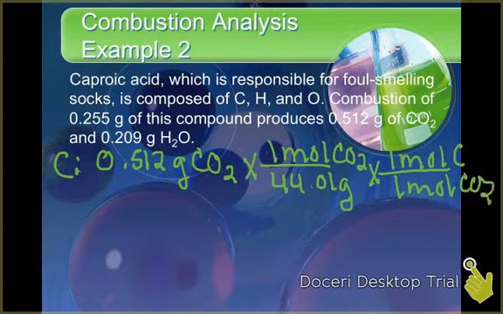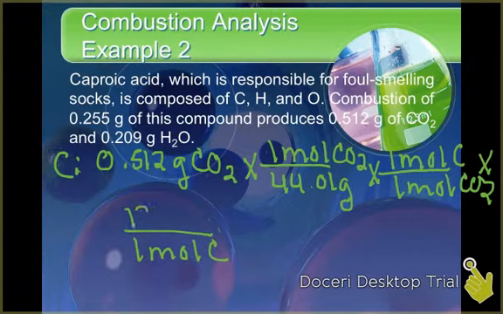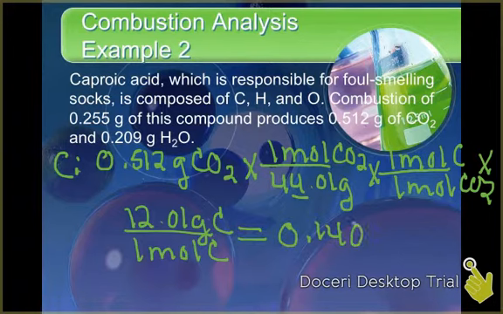But again, we can't stop at moles. We have to keep going into grams because we need to figure out how much mass of carbon we have, and that's the only way we can do it. So the next step is to go from moles to grams. In 1 mole of carbon, we have 12.01 grams of carbon. So if you do 0.512 divided by 44.01 times 12.01, we should get an answer of 0.140 grams of carbon. So now we know how much carbon we have.